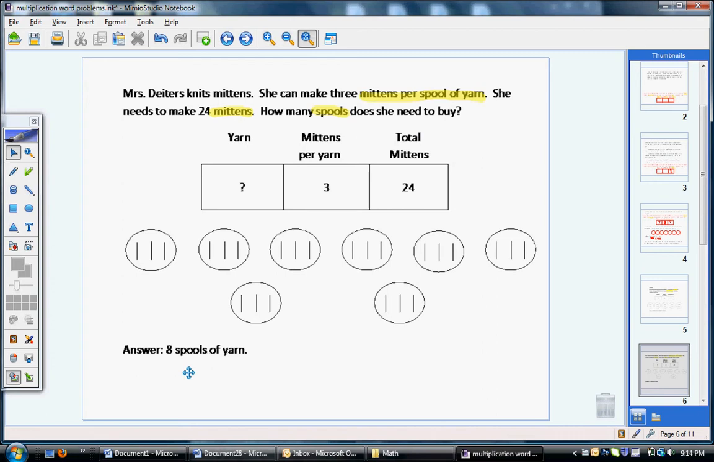Finally, I just have to check, does my answer make sense? Well, the question was asking how many spools does she need to buy. I said 8 spools of yarn. So I know I answered the question.